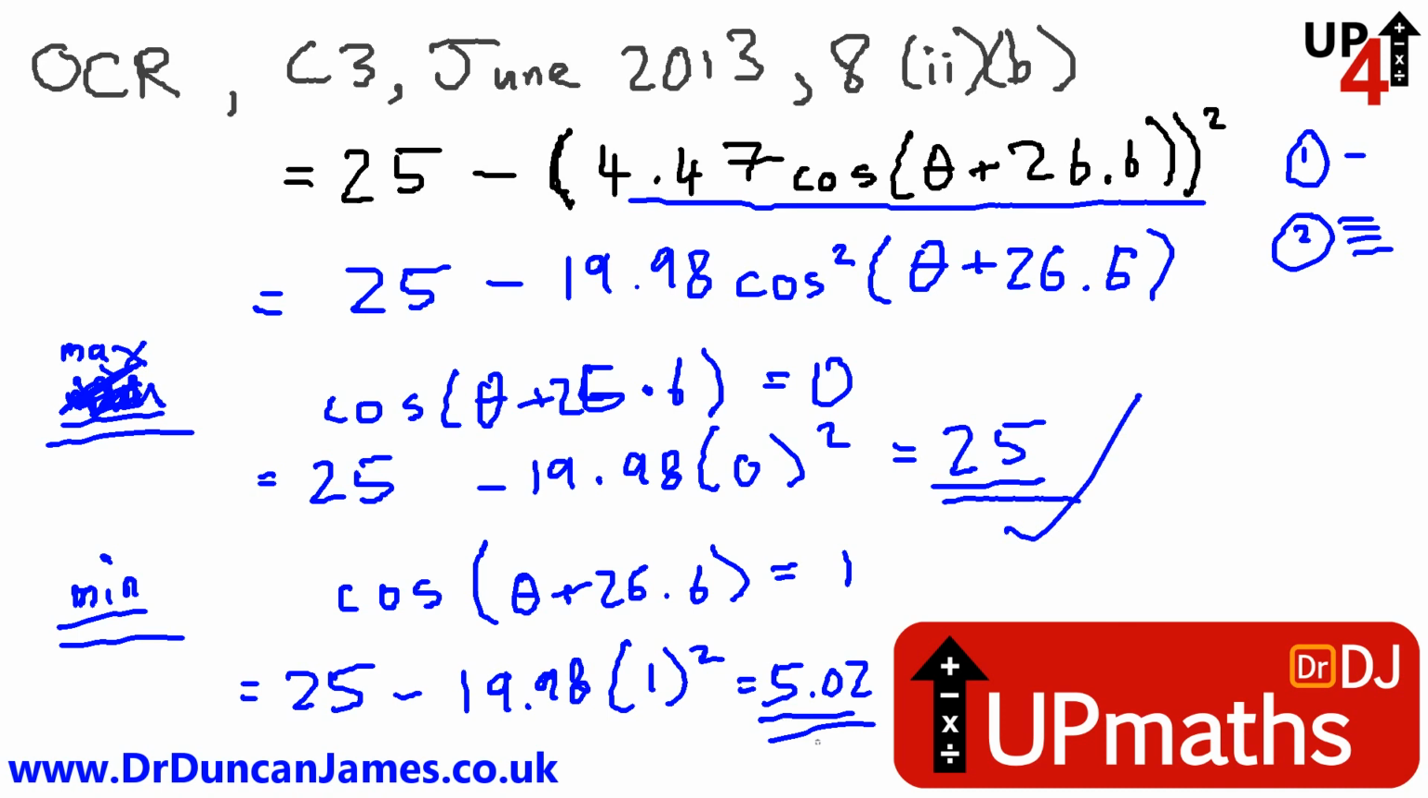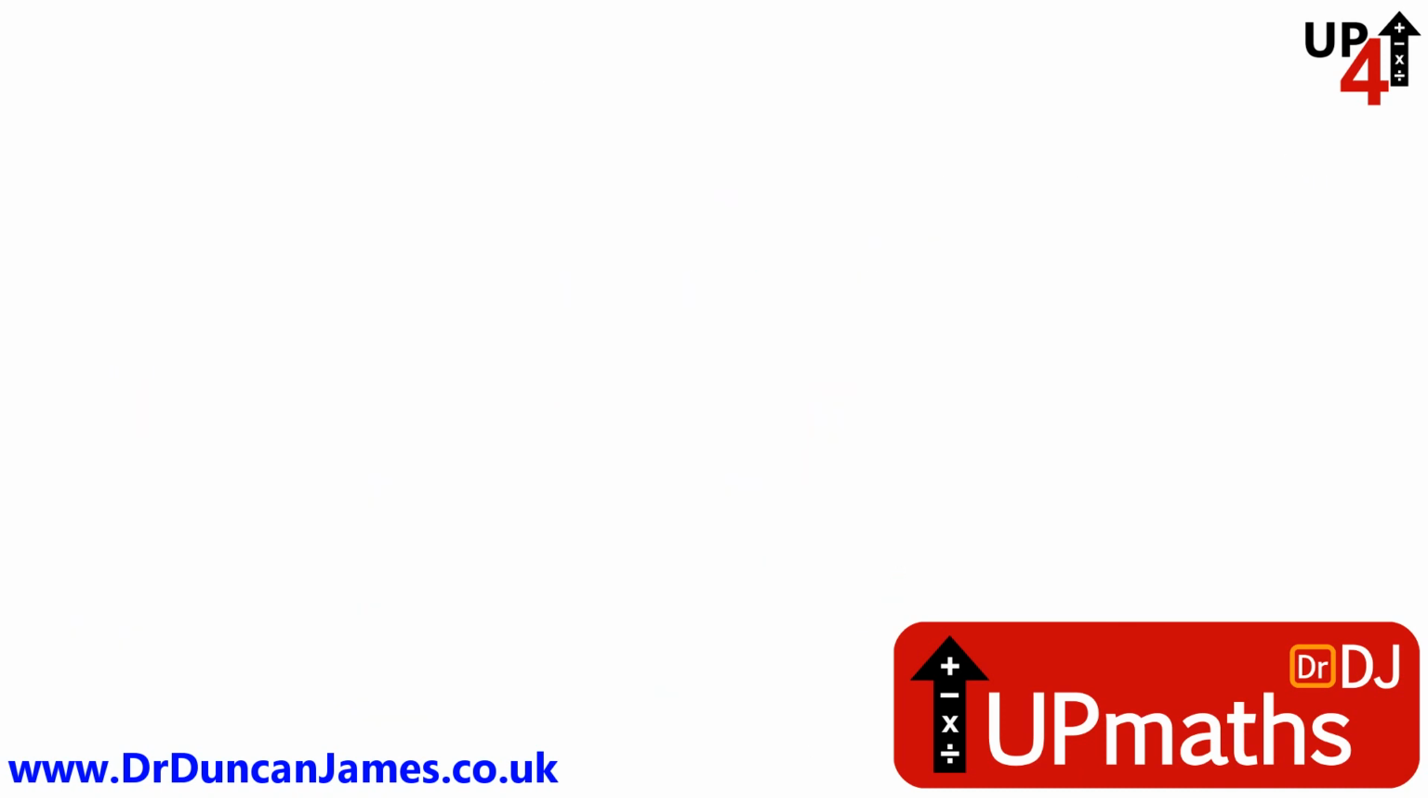Okay, that's it. Do you know what I'm going to do now? I'm going to do a longer answer using basically graphs. So you might find that helpful to really understand what's going on. Let's reproduce what we already have established, which is we're trying to work out what's going on with 25 minus 19.98 cos squared of theta plus 26.6.